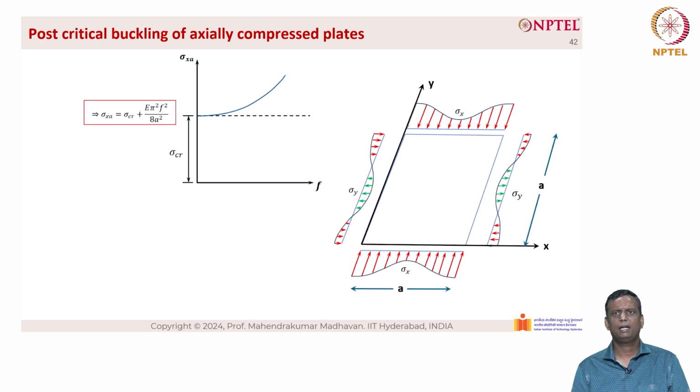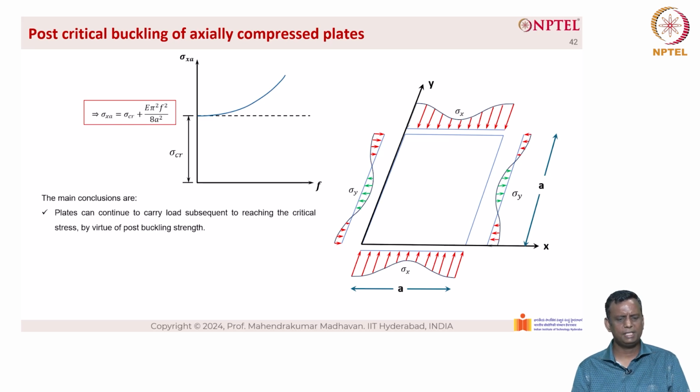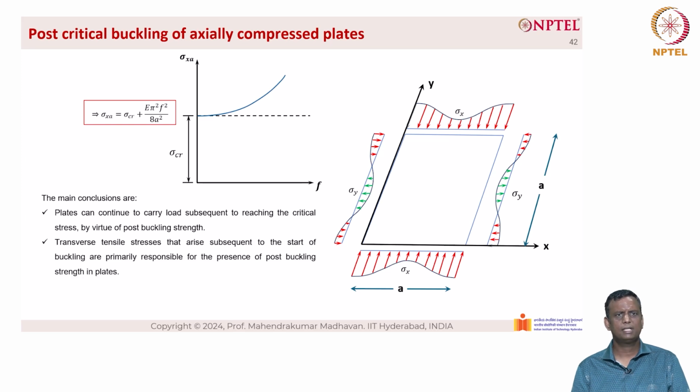So, the main conclusions are: plates can continue to carry load subsequent to reaching the critical stress by virtue of post-buckling strength. Transverse tensile stresses that arise subsequent to the start of buckling are primarily responsible for the presence of post-buckling strength in plates. The material near the longitudinal edges of the plate resists most of the increase in the load that occurs in the post-buckling range.